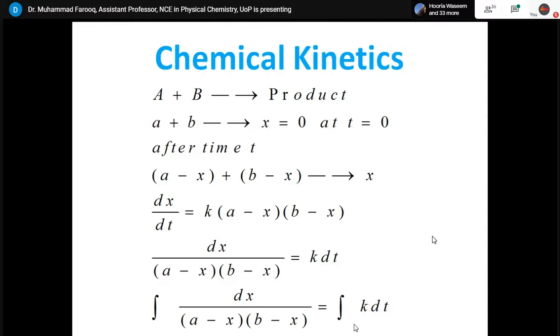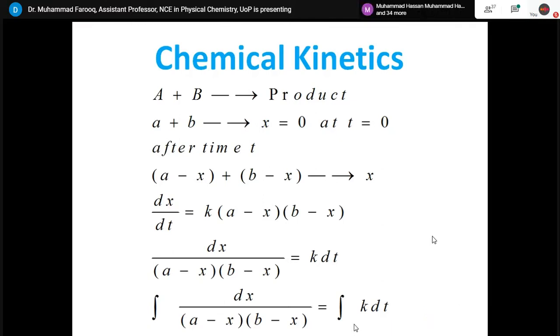When time passes, product will form. So the remaining concentration of A will be equal to A minus X, because X is the amount of A that has been converted into product. In the same way, X is the amount of B that has been converted into product. So the remaining concentration of B will be B minus X.